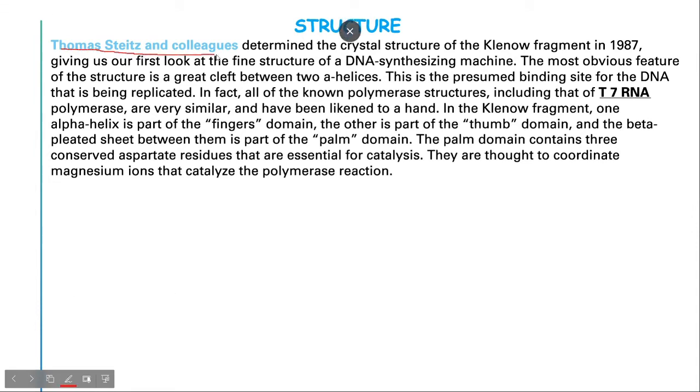Thomas Steitz and his colleagues determined the crystal structure of the Klenow fragment in 1987, giving us the first look at the fine structure of a DNA synthesizing machine. The most obvious feature of the structure is a great cleft between two alpha helices. This is the presumed binding site for the DNA that is being replicated.